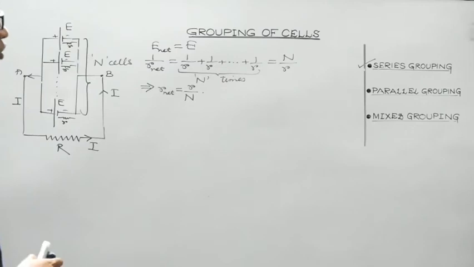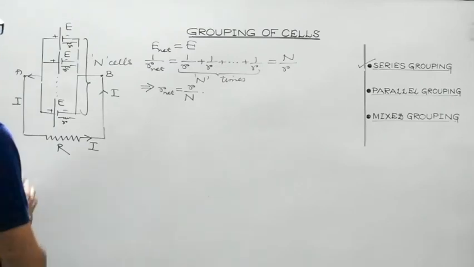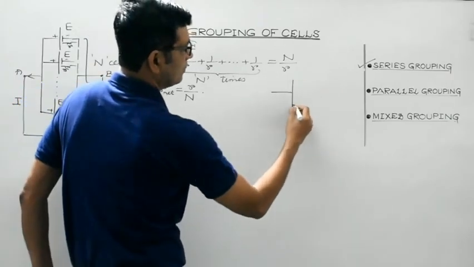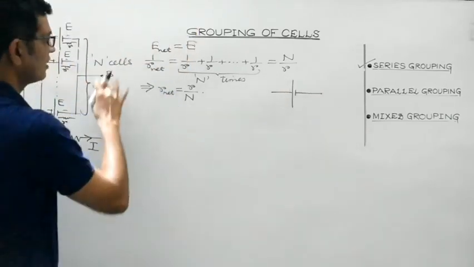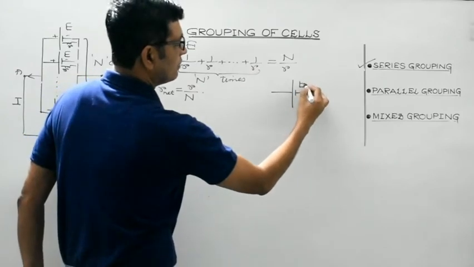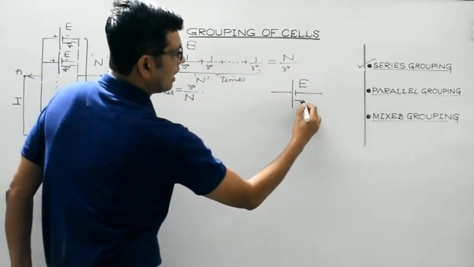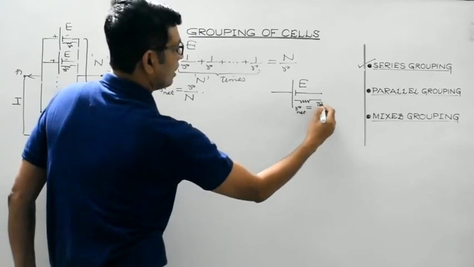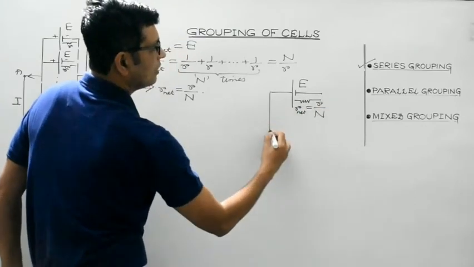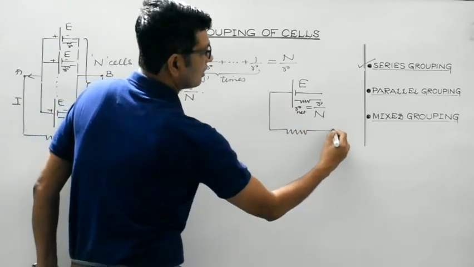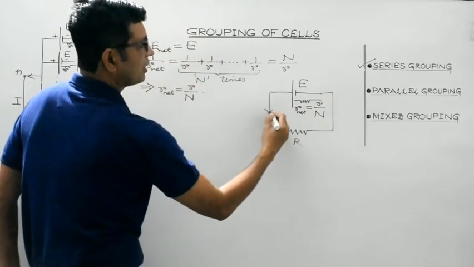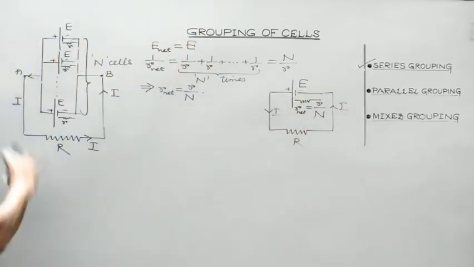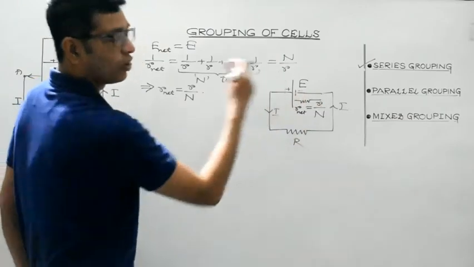So now we can modify the circuit and redraw it in this particular manner. All the cells can be replaced by a single cell of EMF E, net EMF is E, and having net internal resistance of r by n, and it is connected across an external resistance capital R. This is the current which is flowing through the external resistor. Clear, students? So this entire circuit can be redrawn in this particular manner.